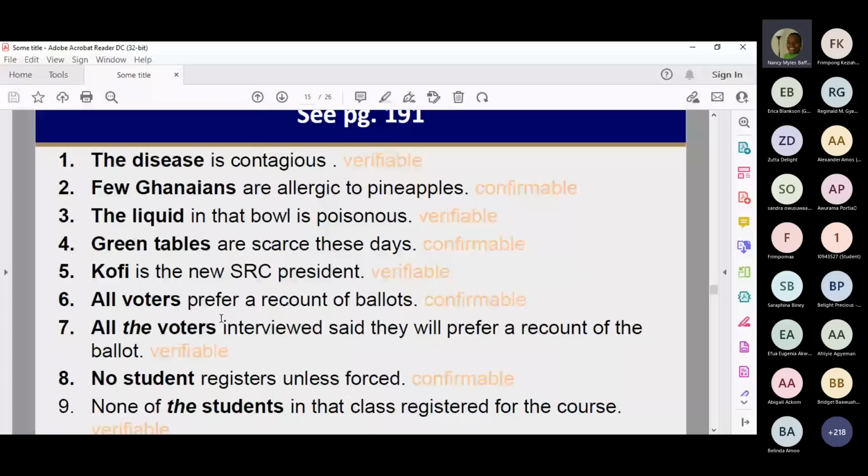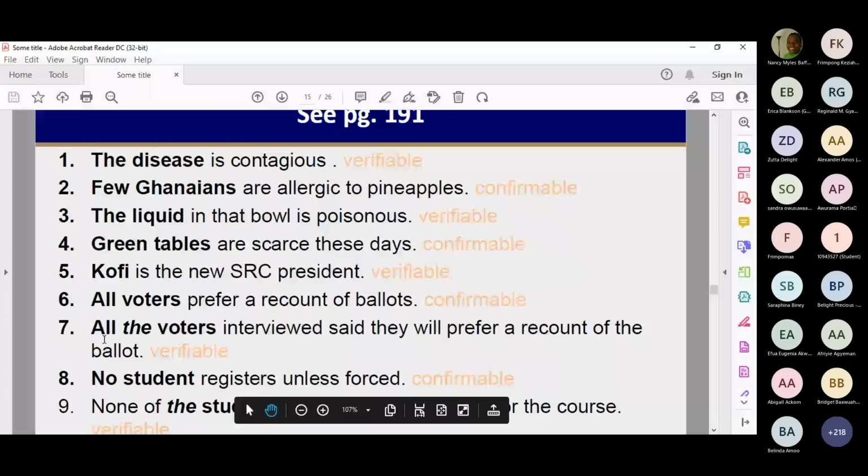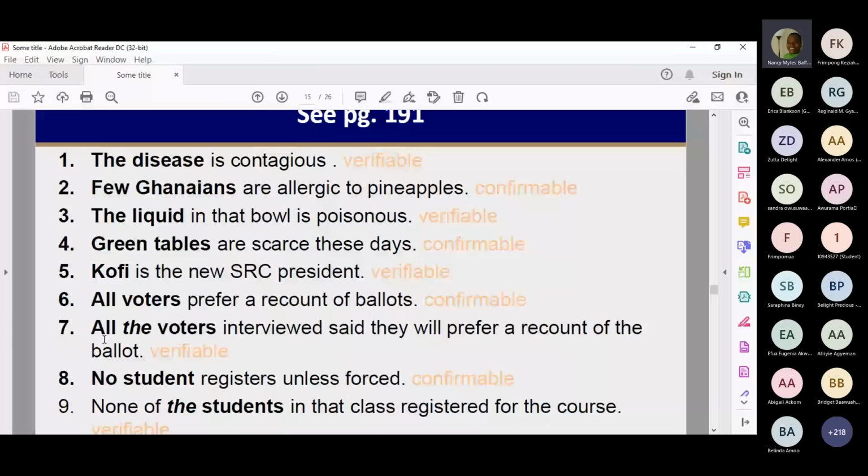Then this other person says all the voters prefer a recount. Those who voted. Not all who vote, but those who voted.